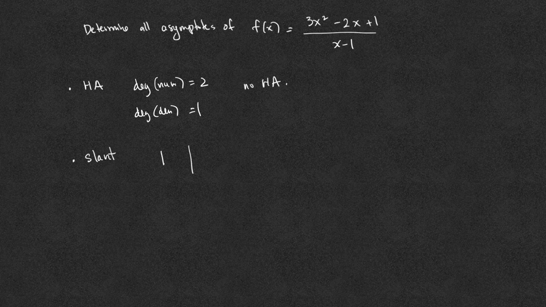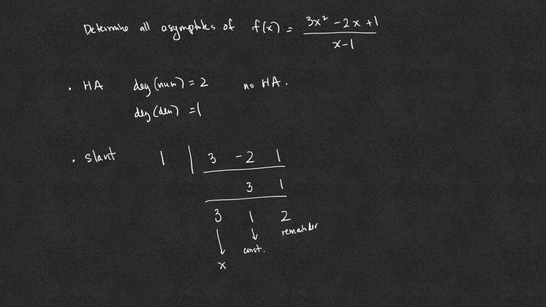The coefficients of the numerator are 3, negative 2, 1. We bring down 3. 3 times 1 is 3, and then 3 plus negative 2 is 1. 1 times 1 is 1, 1 plus 1 is 2. And so the remainder is 2. The number to the left of the remainder is the constant coefficient of the quotient, and the number to the left of it is the coefficient of x.